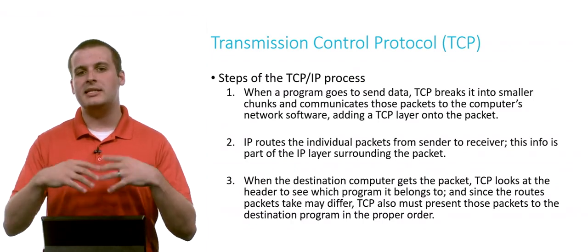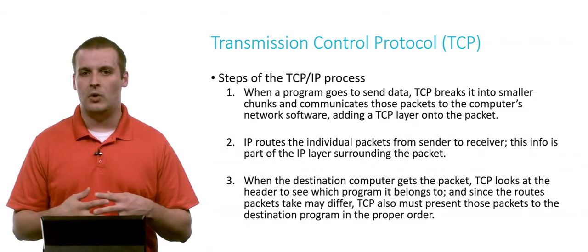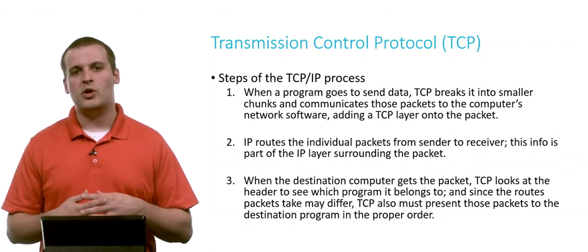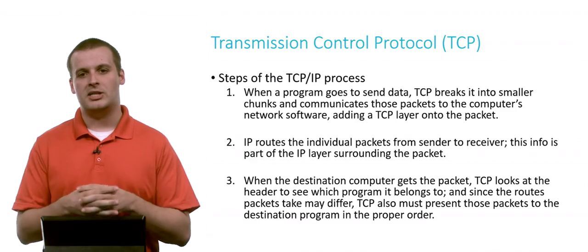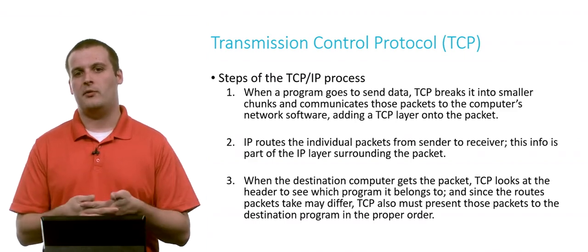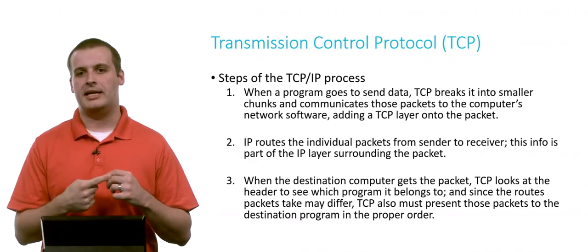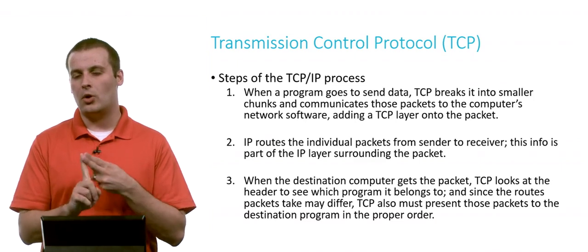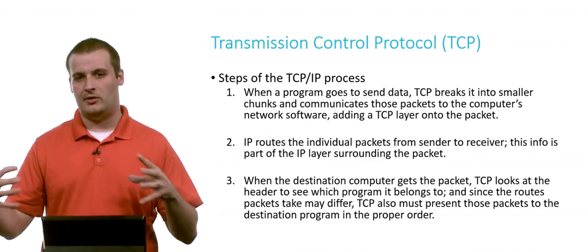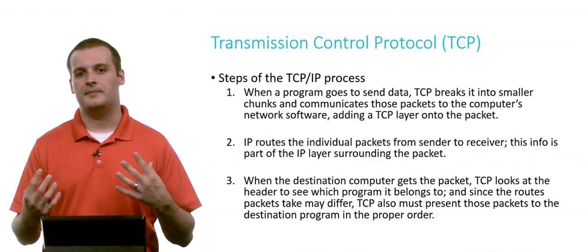So what's this TCP/IP process? What's happening with both of these protocols together? Well, let's talk about it. When a program wants to send data, TCP helps break it into chunks and communicates those packets to the computer's network software. So it takes the data and wraps information around it that indicates what port it's supposed to go to and what order that packet is out of all. So packet 1 of 10, 2 of 10, 3 of 10, and so on.